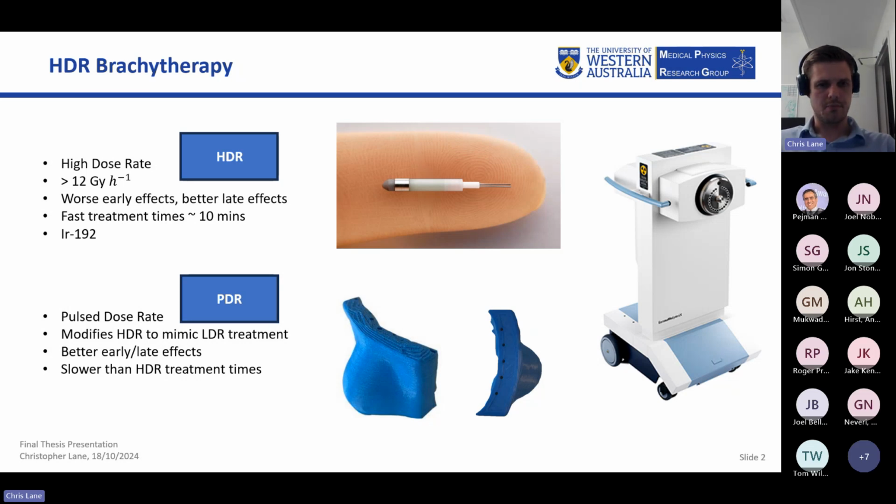The kind of brachytherapy that's done here is surface brachy, which is done by placing a plaque applicator on a patient. You would have drilled catheters through that, and you can thread the source through that using a remote afterloader.